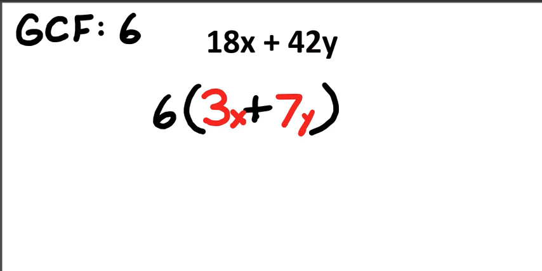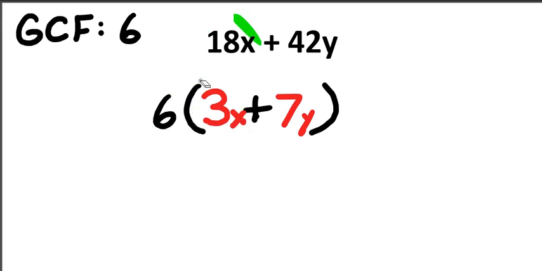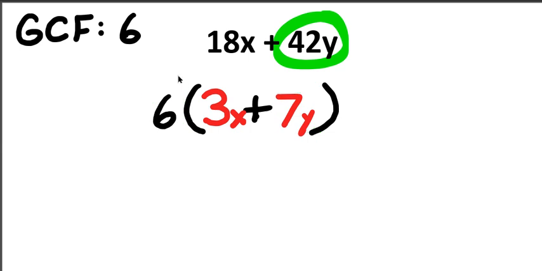Now, because I'm paranoid, let's double check. Is it true that 6 times 3x gives me 18 x's? Yes, it absolutely is true. And then let me erase this so I got some room. Is it true that 6 times 7y gives me 42 y's? And it turns out that it totally does. So we are in good shape.